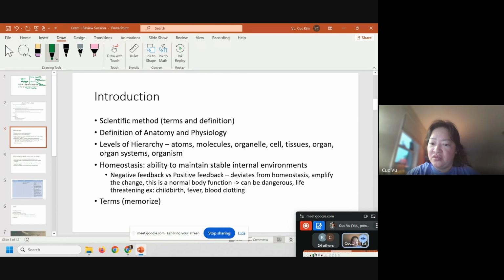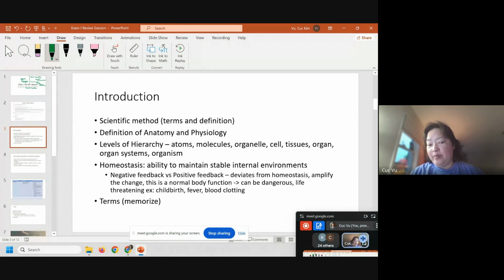Homeostasis is huge. You're going to see questions on it. I guarantee you will see homeostasis questions. It could be, what is the definition of homeostasis? It could be pure regurgitation, like which of the following is the definition of homeostasis? And you would need to know that it's the ability to maintain stable internal environments.